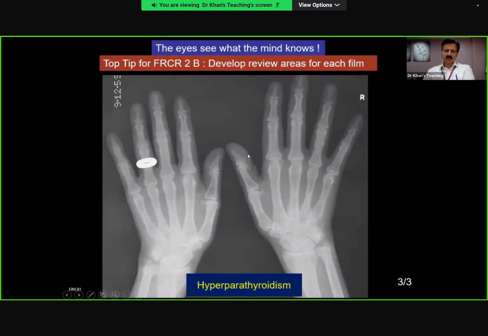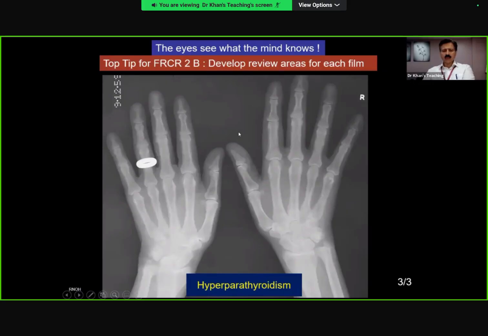So this is hyperparathyroidism, and with that, we can see acroosteolysis. Please remember that bone density might be increased in this case, which might go with renal osteodystrophy. In any case, we'll come back to this film on Saturday.